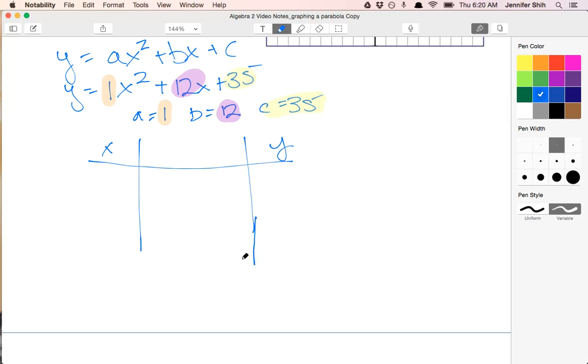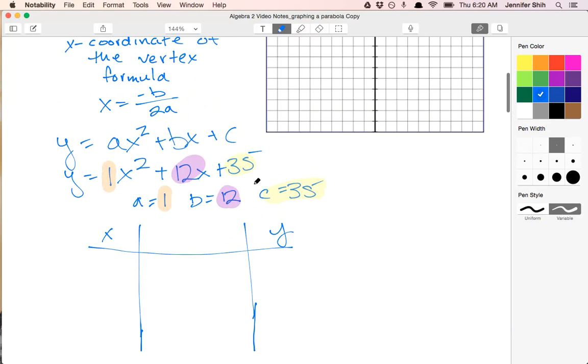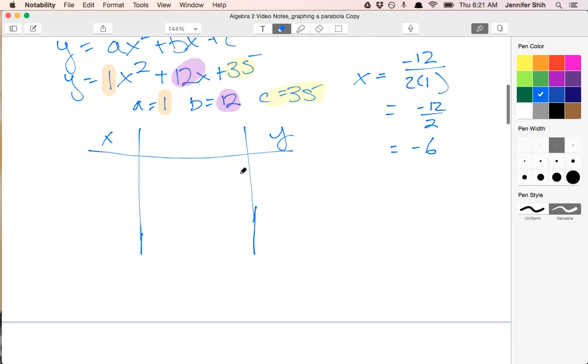Now, this is how it works. We did all this work to find out what x is equal to: -12 over 2 times 1. So that's -12 over 2, which is -6. This means that our vertex is at -6.